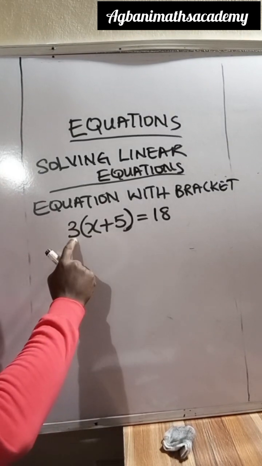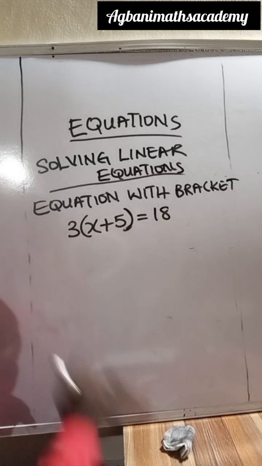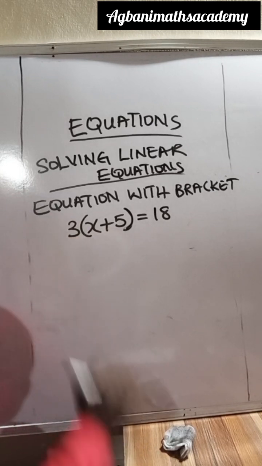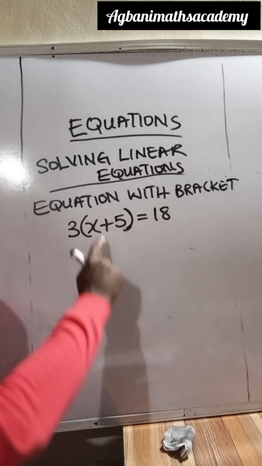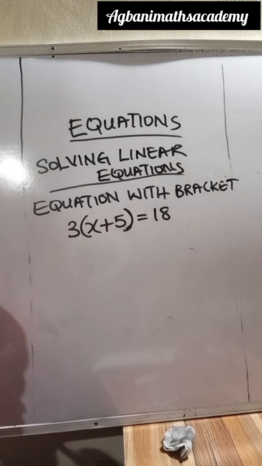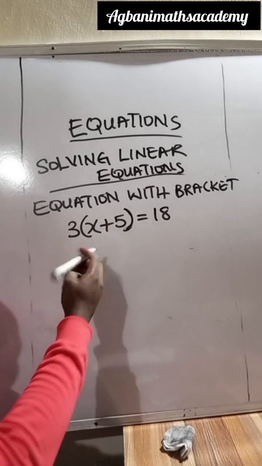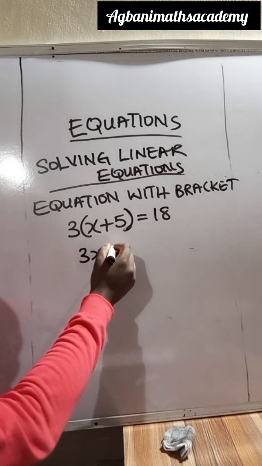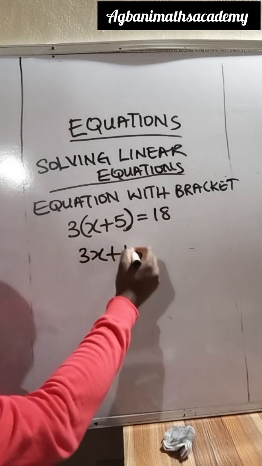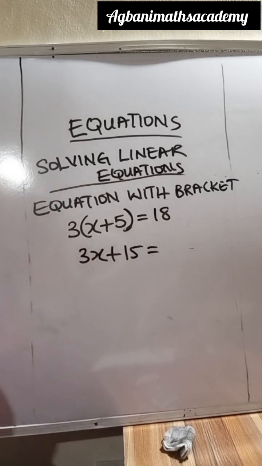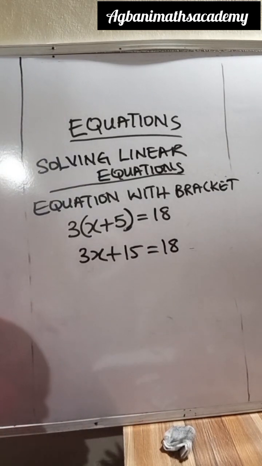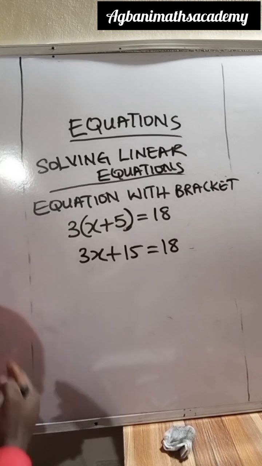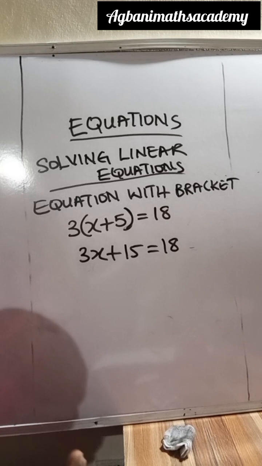It means that what is outside the bracket is multiplying the values inside the bracket. So 3 is multiplying x and 3 is multiplying 5, not forgetting the sign in front of it. So 3 multiplied by x gives us 3x, plus 3 multiplied by 5 gives us 15. Now we have eliminated the bracket. It is easy to eliminate a bracket: once you multiply what is outside the bracket by what is inside, the bracket goes off.